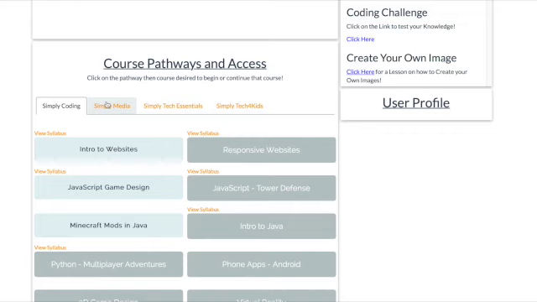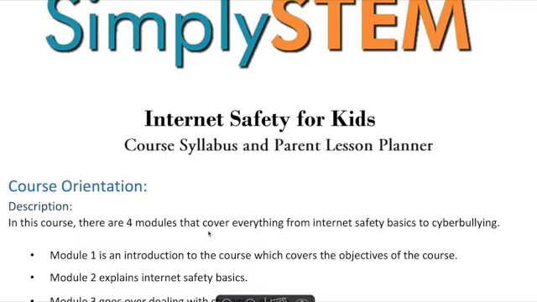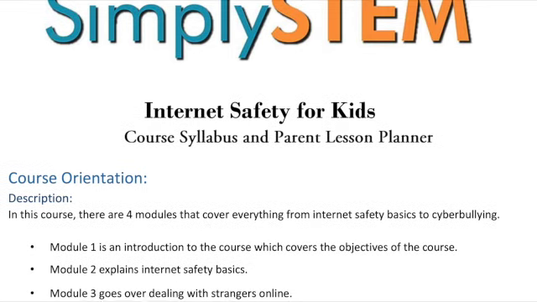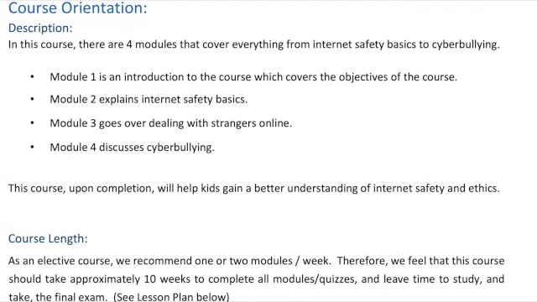Now, as you can see here, all of the courses have a syllabus. So we can pull up the syllabus for Internet Safety for Kids. And we can see that we have a course description, where it talks about the different modules. In this course, there are 4 modules, which include the objectives, safety basics, dealing with strangers online, and cyberbullying.